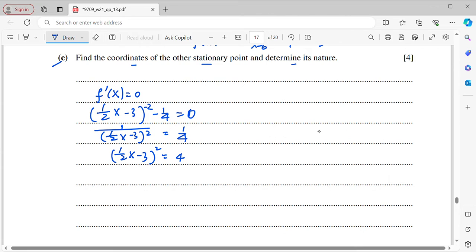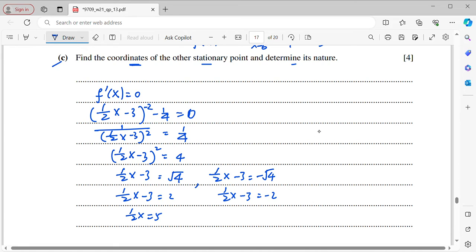Then to get the x, because we need the coordinates of the stationary points, we need to find another x for which f prime x equals 0. So now the square will be moved to the right side and becomes plus minus square root 4. Which means I will get half x minus 3 equals 2, or half x minus 3 equals negative 2. So the first one, half x is going to be 5, so the x is 10. Then the next one, half x equals 1, so the x is 2.